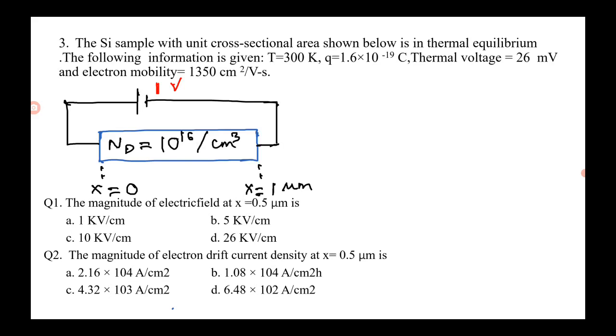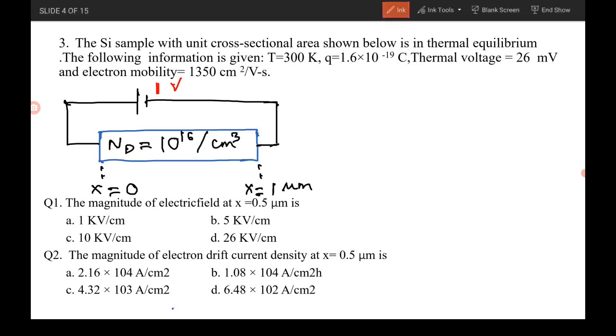So in this question here you can see the silicon sample with unit cross-sectional area is under thermal equilibrium. That means it is at room temperature, that is 300 Kelvin, and the charge is given, which is 1.6 into 10 to the power minus 19 coulombs, and the thermal voltage is given, which is 26 millivolt, and the electron mobility is given, that is 1350 centimeter square per volt second.